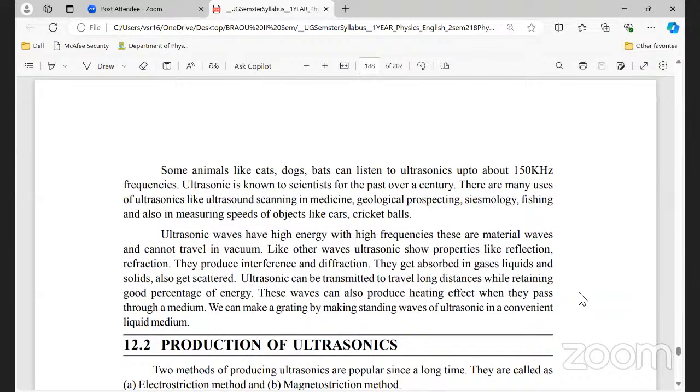And seismology, which is related to earthquakes, fishing, and also measuring the speed of objects like cars and cricket balls. There we use these ultrasonic sounds. These have high energy with higher frequencies, about 20 kilohertz. These are material waves which cannot travel in vacuum. Identify this. They can also show properties like reflection as well as refraction. What do you mean by reflection? What do you mean by refraction?